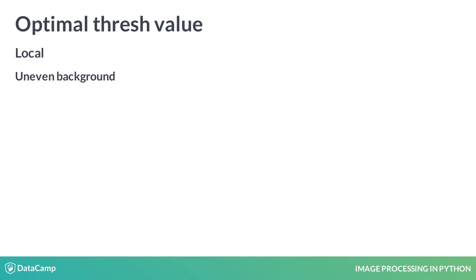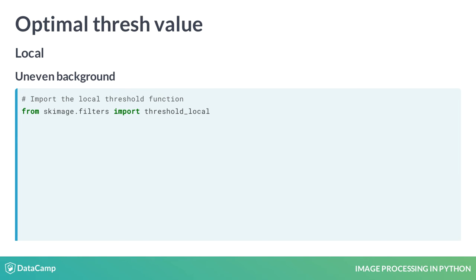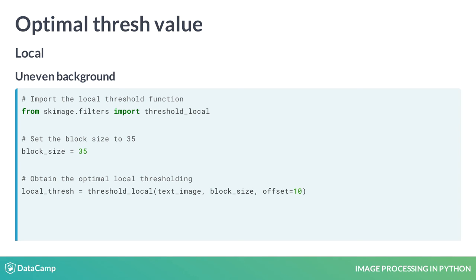If the image doesn't have high contrast or the background is uneven, local thresholding produces better results. Import threshold local, also from filters. With this function, we calculate the threshold in small pixel regions surrounding each pixel we are binarizing. So we need to specify a block size to surround each pixel, also known as local neighborhoods, and an optional offset that is a constant subtracted from the mean of blocks to calculate the local threshold value.